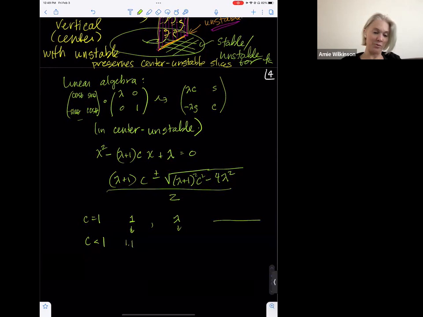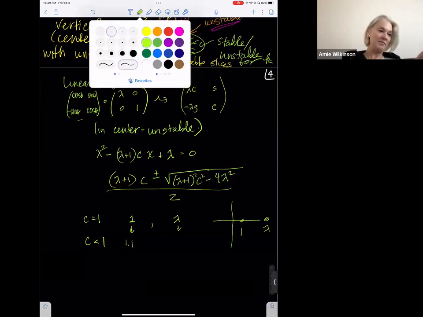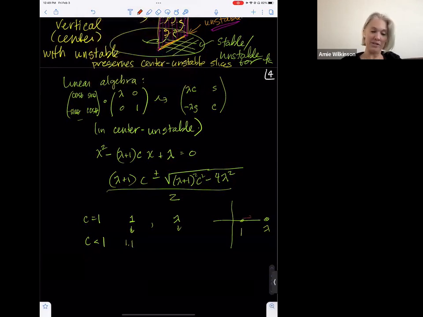I think there's a picture one can draw here. We have an eigenvalue lambda, we have an eigenvalue 1, and as C varies, these two come closer together. At some point they collide, and then they head off into the complex plane. So when C is 0, they're plus or minus lambda i.